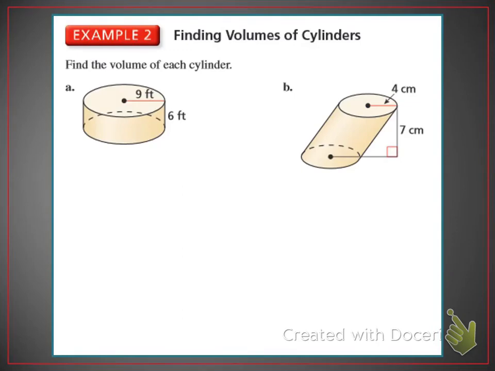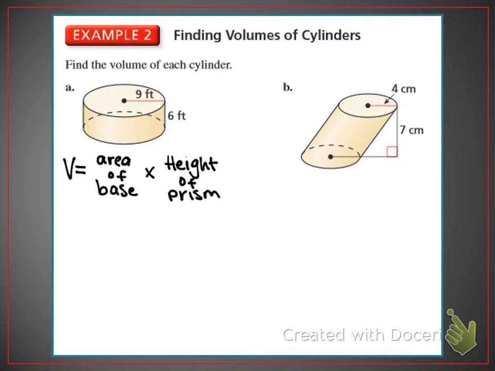So this first one, we're going to do exactly what we've been doing. We're going to find the area of the base and multiply it times the height of the prism. So area of the base times height of the prism. The base are two circles, right? So what is the height of the prism? 6. Even though it's not a prism, it's close enough. The height is 6. We can go off to the side and find the area.